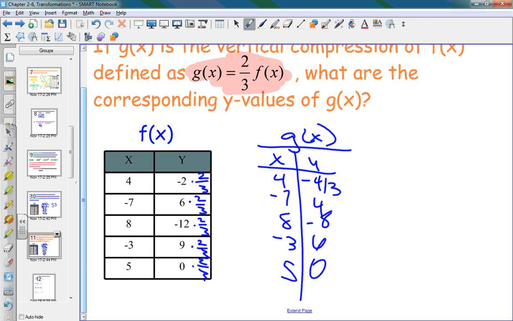Now, what has physically happened to this function? What did we talk about? What happened to it? It's compressed by 2/3. Do we see that? Yes or no?